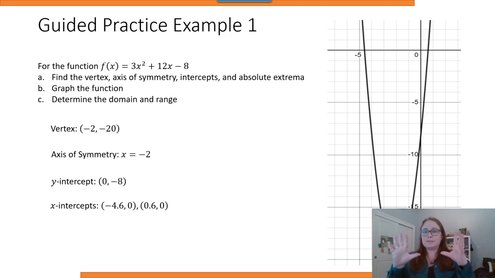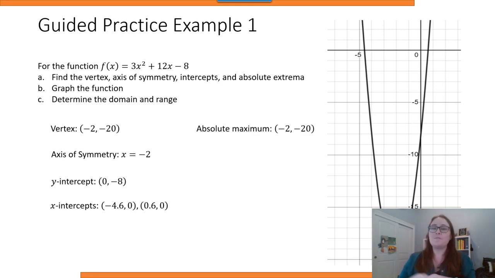So now I can definitely see what I was kind of visualizing in my head, that this is opening up, which means the vertex is going to be the absolute maximum. Oh, that is the minimum value. It's a typo. So this is the lowest point in the graph. So it is the absolute minimum.